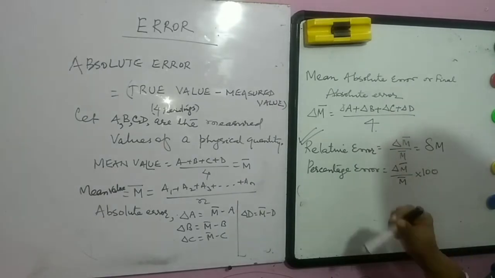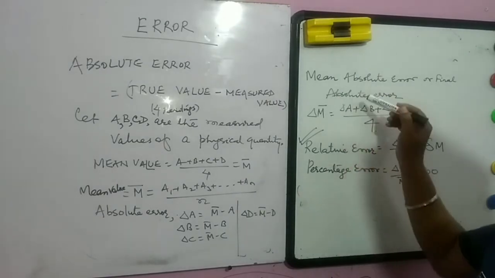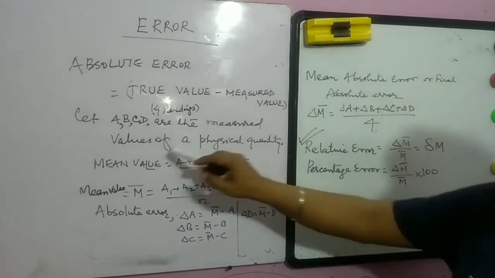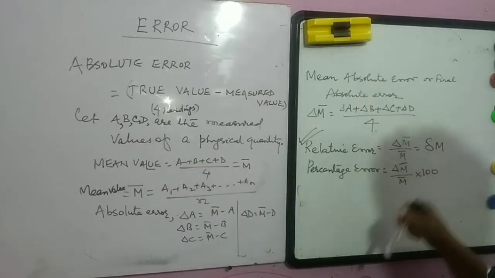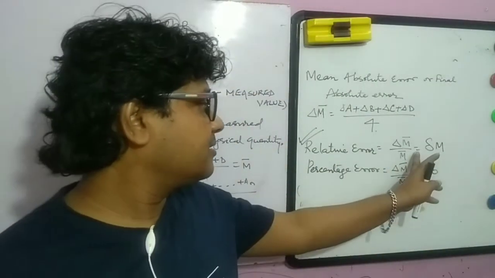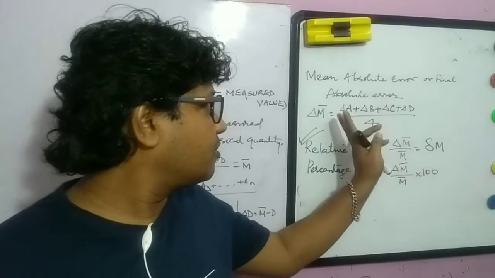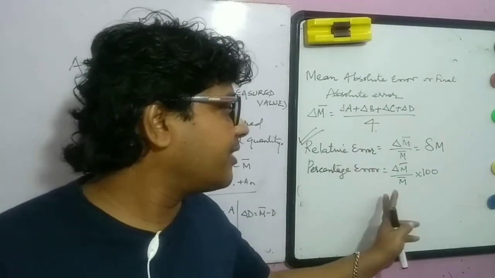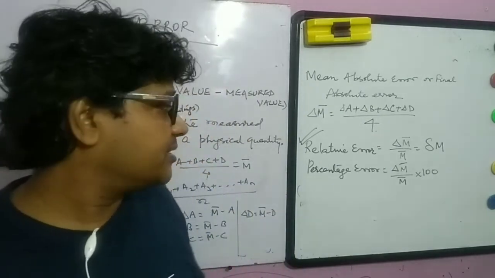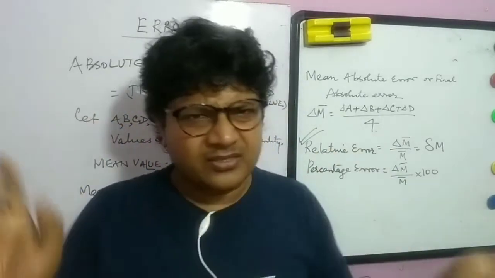So what will be the relative error? Relative error will be nothing but the ratio of mean absolute error divided by mean value. And what is percentage error? This will be equal to relative error, that is mean absolute error divided by mean value, into 100, that will be equal to percentage error. But we are not interested in this.